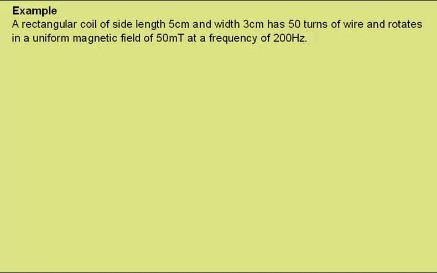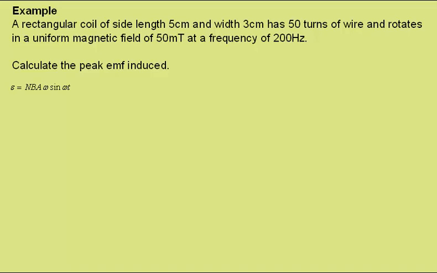Let's look at an example. A rectangular coil of side length 5 cm and width 3 cm has 50 turns of wire and rotates in a uniform magnetic field of 50 millitesla at a frequency of 200 Hz. Calculate the peak EMF induced.